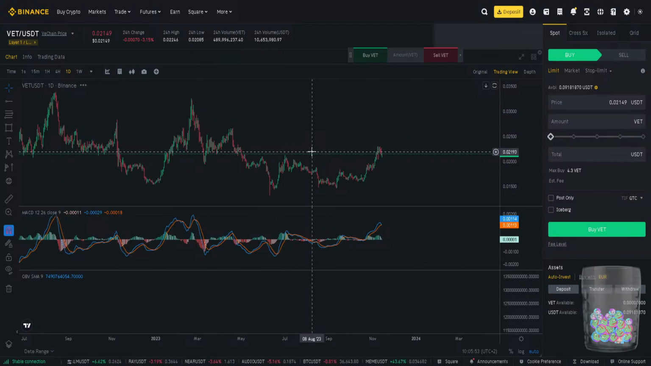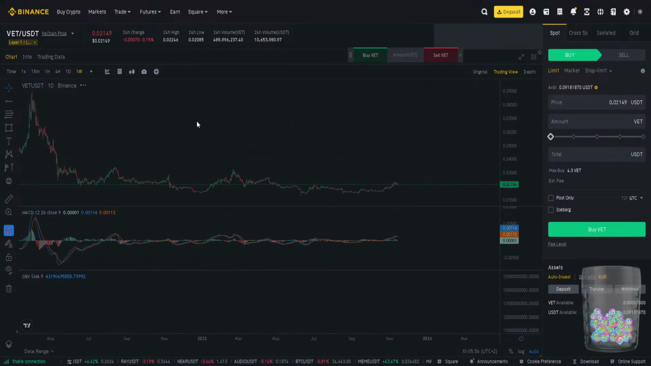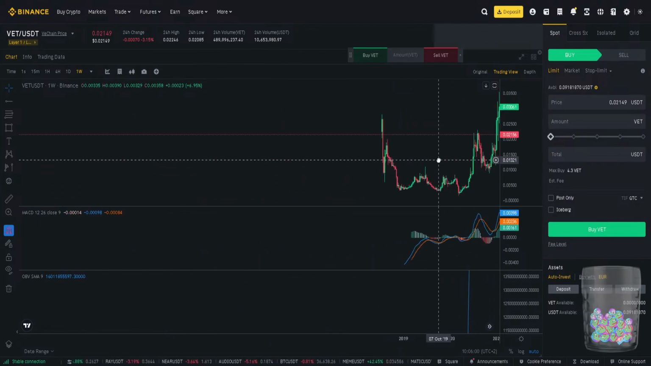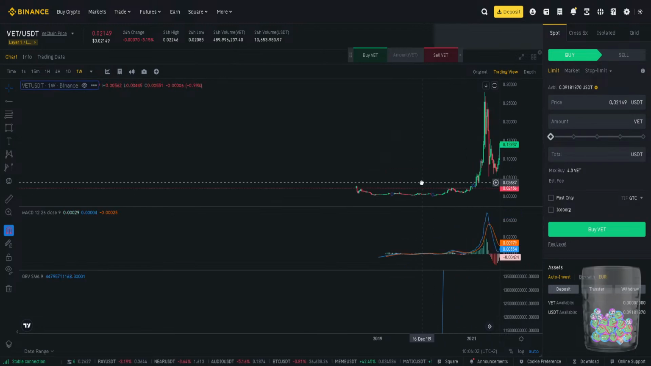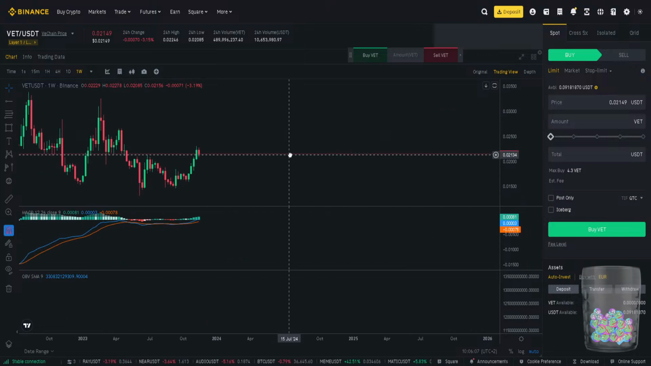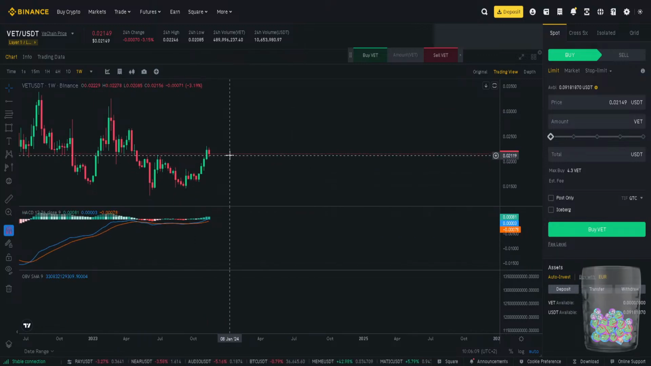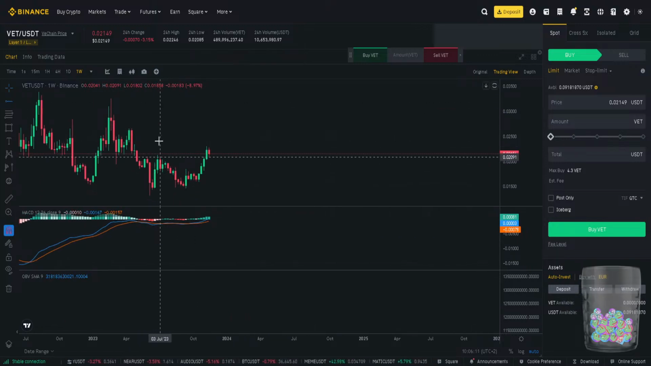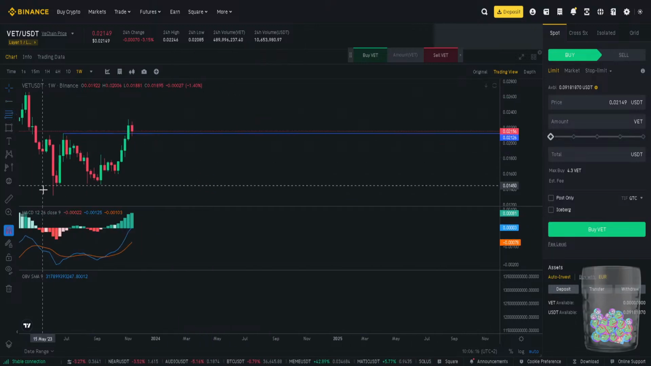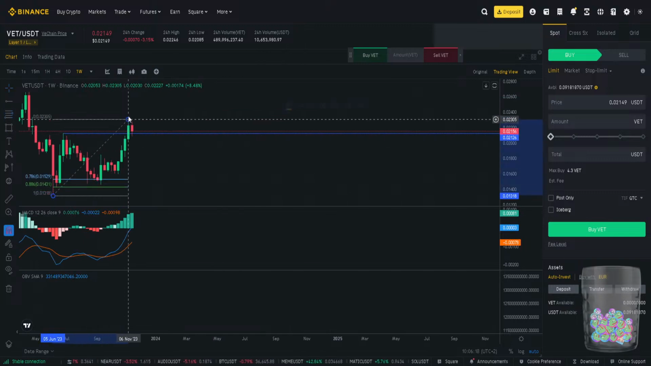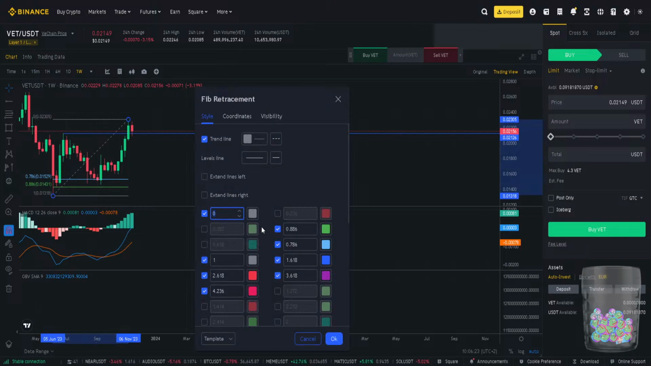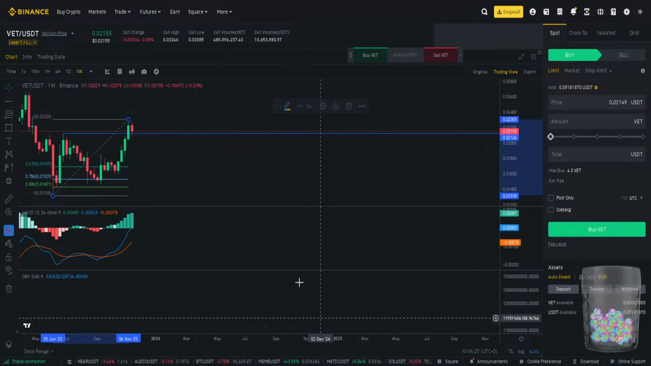It's got a lot of VeChain. In the past, it created really good market structure. But here, you've got your higher lows. That is the breakout level, so technically you're allowed to get this. And I don't know if you're gonna get those levels. Maybe the 61.8.